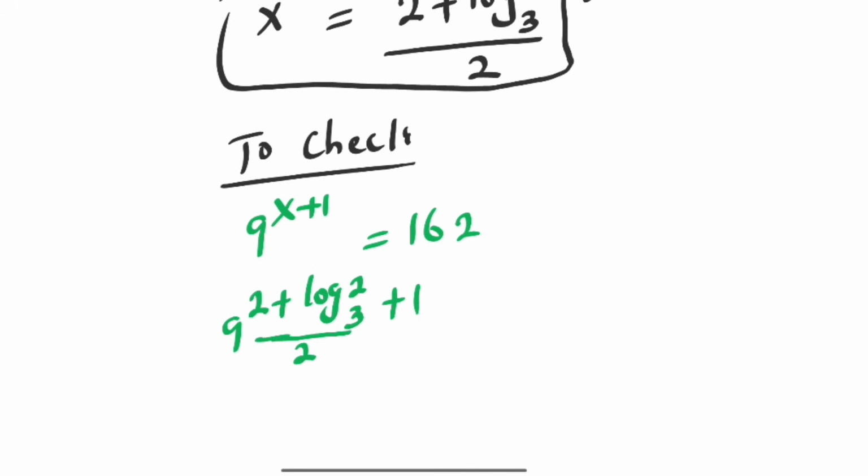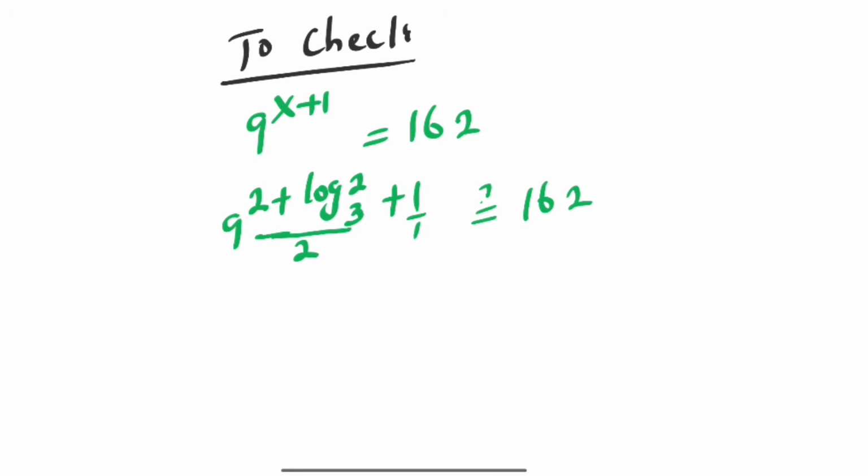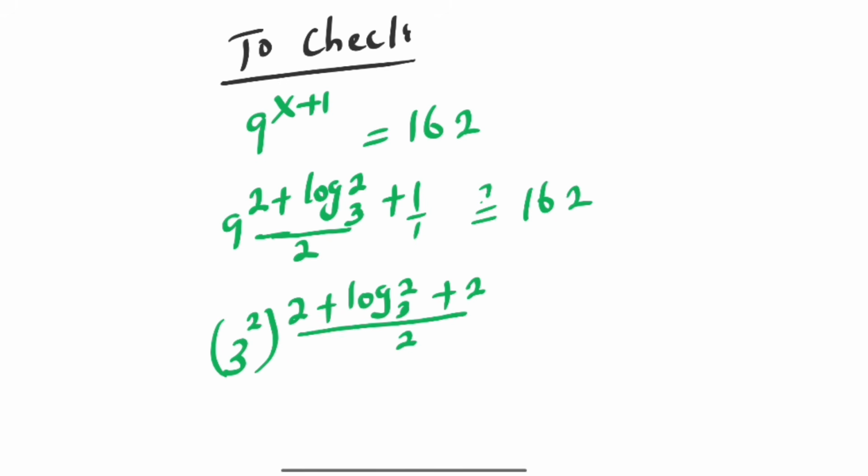This over 2 must be equal to 162. So this is over 1. Then we have 3 squared to the power of 2 plus log 2 base 3 plus 2, all over 2, must be equal to 162.